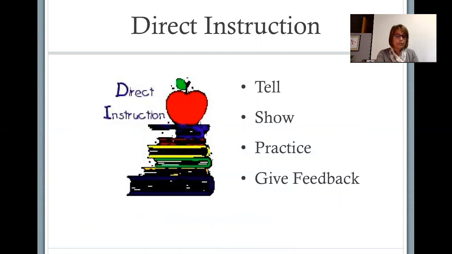An easy way to remember the steps is tell, show, practice, give feedback. Tell the student exactly what the rule is, what and how you want them to do something. Show them through modeling and demonstration. Have them practice with guidance and then independently. And give them feedback, positive acknowledgement as well as corrective feedback or reteaching.